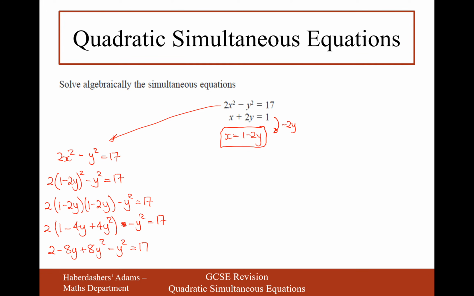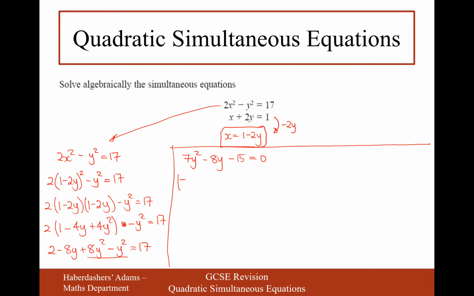Not doubling anything else, just the stuff inside the bracket. Now let's tidy this up. If I had room, I would carry on going downwards, but I've run out of room. So it's going to be 7y squared, because I've got 8y squared and minus y squared. Then it's going to be minus 8y. Then it's going to be take away 17, so that's going to be minus 15 equals 0.